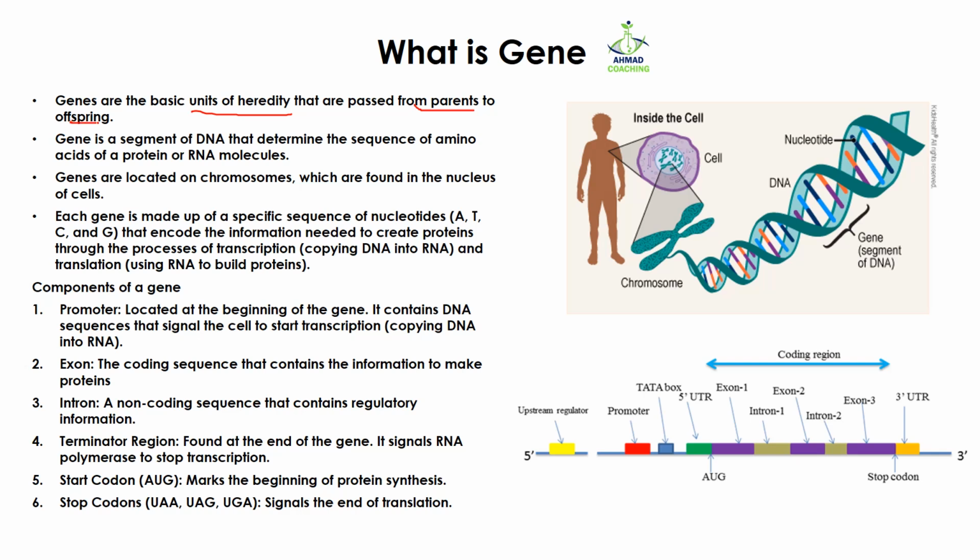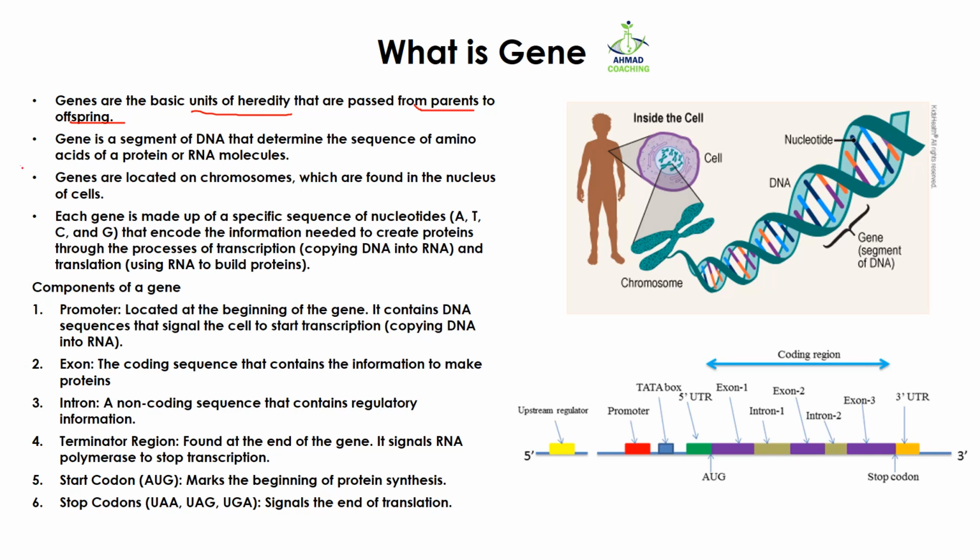So genes contain the basic information of the traits that are supposed to pass from parents to their babies or offspring. For example, hair color, eye color, height, disease resistance, or what kind of disease they are going to have in future. All the information is stored in genes. So what actually is a gene?